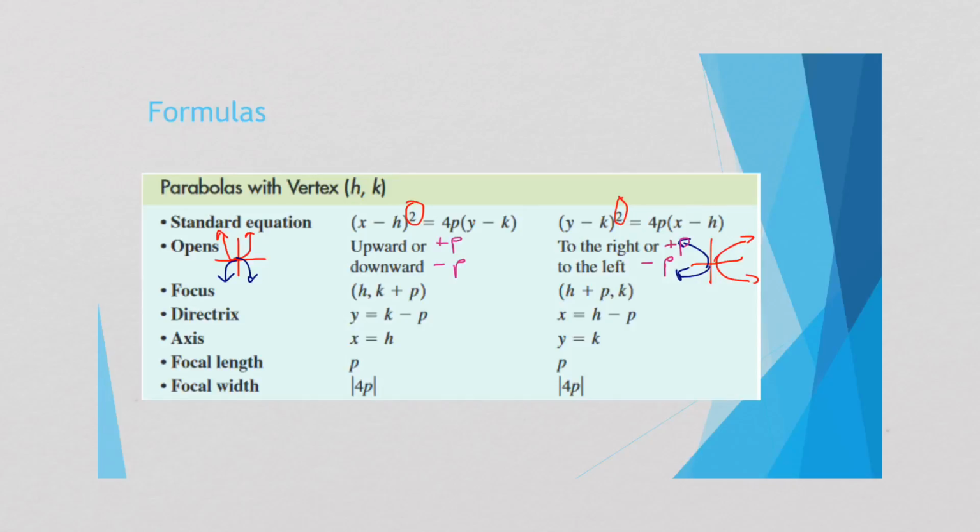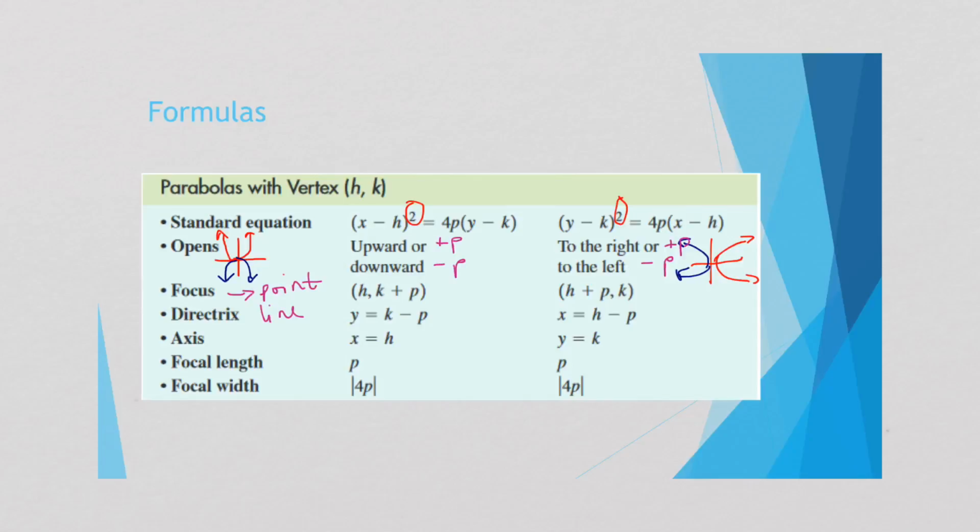Now the focus is a point on the coordinate plane, and it's located from the vertex up p or down p. And the focus is always inside of the parabola. So it's almost like the parabola is always eating the focus. The directrix is a line. So that may be something we want to note. The focus is a point. The directrix is a line.